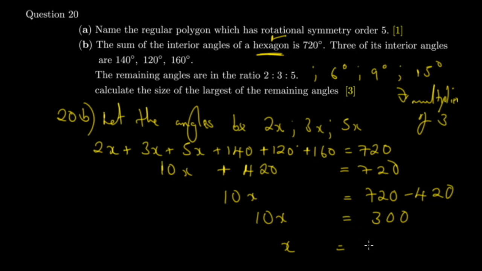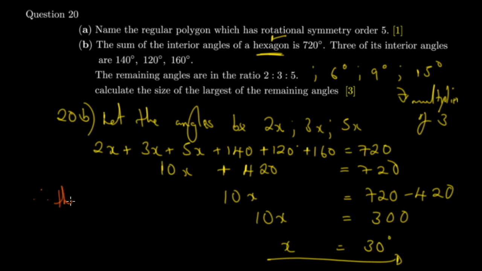You divide both sides by 10, then you get 30. So you can write 30 degrees, it's still okay, something like that. But then that's not really your answer. So if you want, you can even not underline that, because it says calculate the size of the largest of the remaining angles.